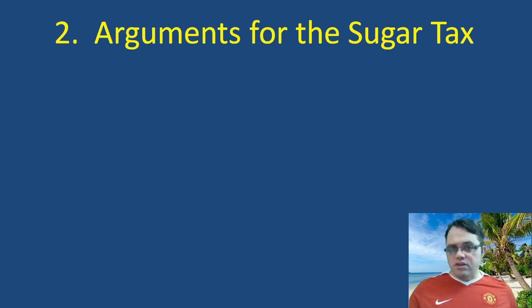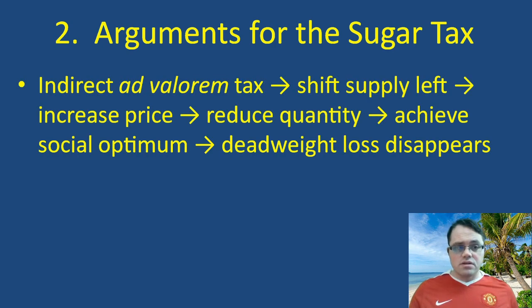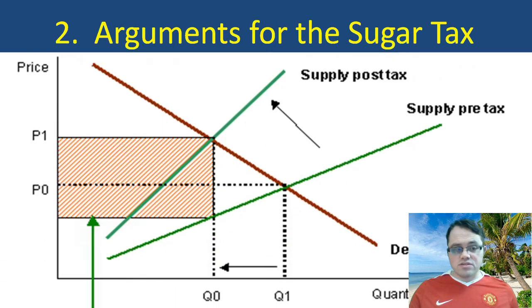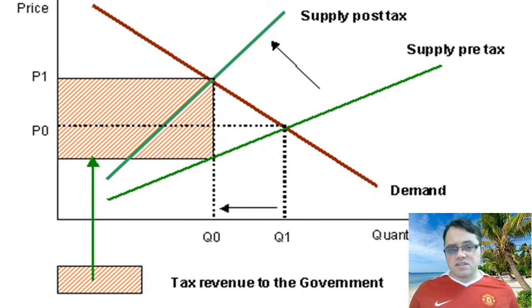So now let's go on to our second paragraph, the arguments for the sugar tax. An indirect ad valorem tax, that's what the 20% one would be, it's a percentage tax, will shift the supply curve left, increase prices, reduce the quantity consumed, which is going to get us to the social optimum, and going to get rid of the deadweight loss. That's going to be the idea, so we want a diagram something like this. Remember, it's angled because it's an ad valorem, not a unit tax. And so what we'd want to do is to say in our essay that actually the social optimum level is Q0, and look, isn't this tax great? It gets us to where we want to be, gets rid of the deadweight loss, and makes everything better. And that's basically the argument for the sugar tax.